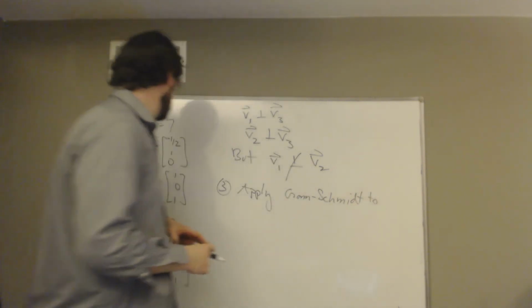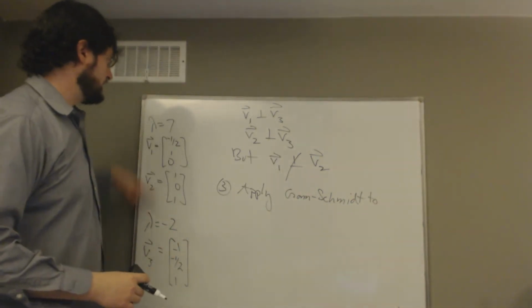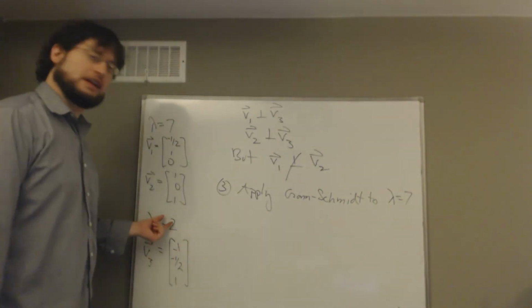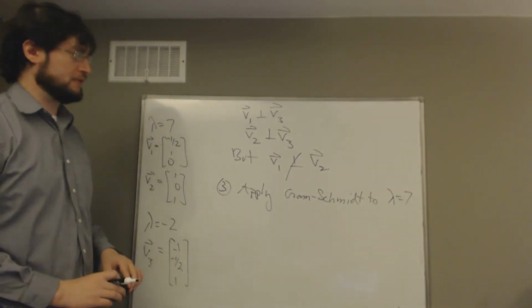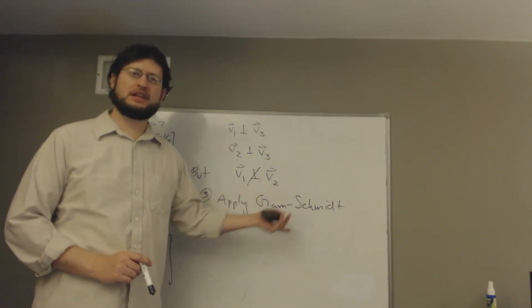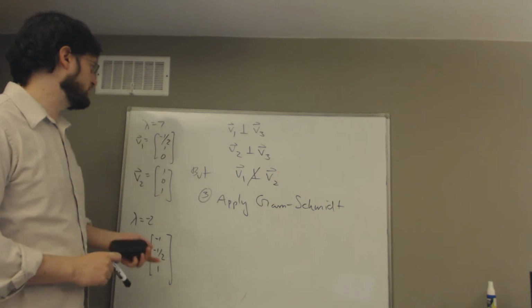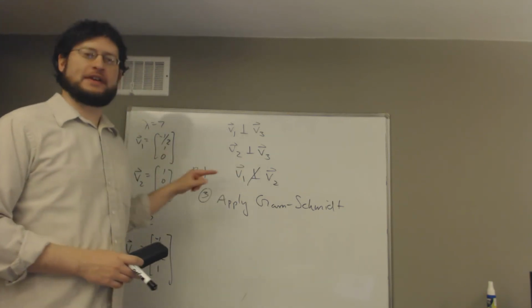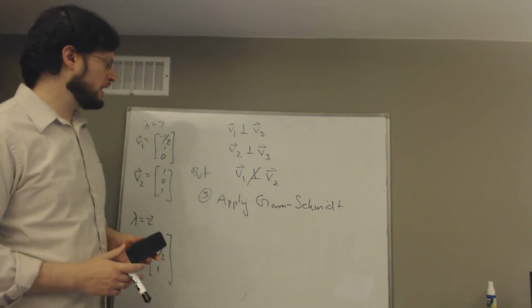And in this case, the only eigenspace we have to look at is the lambda equals 7 eigenspace, because the lambda equals -2 only had one vector in it. But remember that when applying the Gram-Schmidt process, it's often easier to work with vectors that don't have fractions in it, and we can scale our eigenvectors without changing the fact that they are eigenvectors.